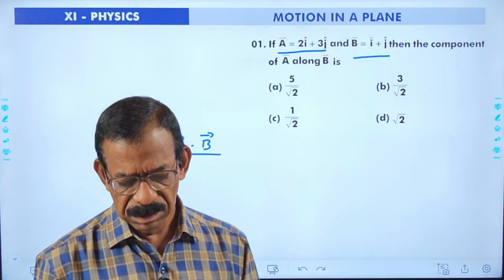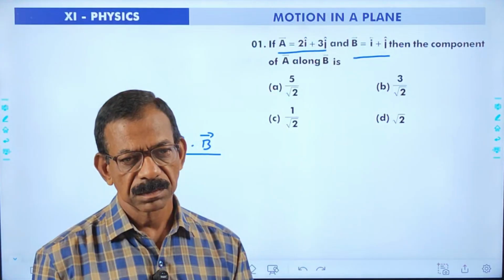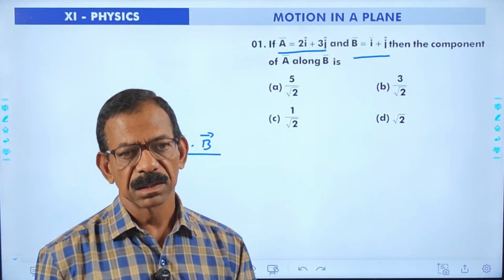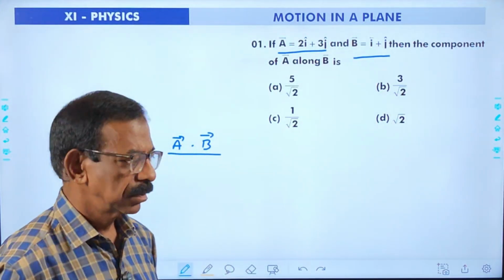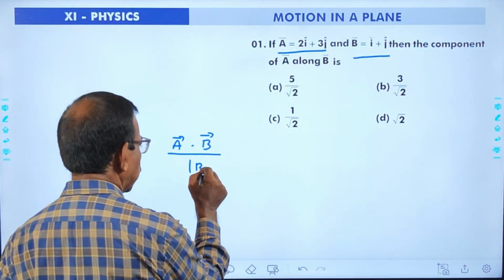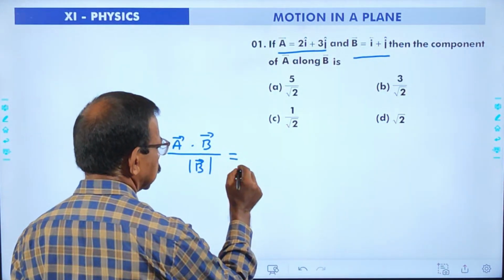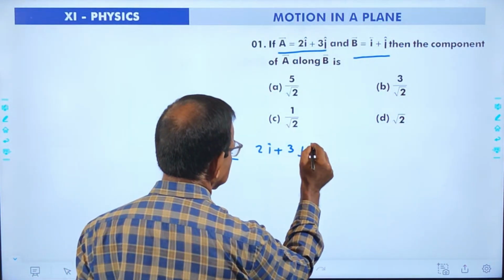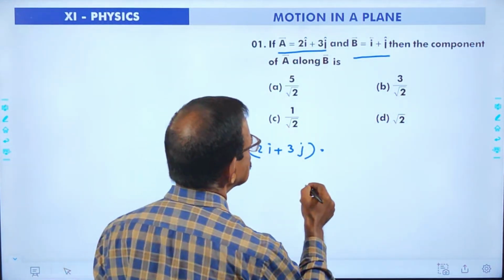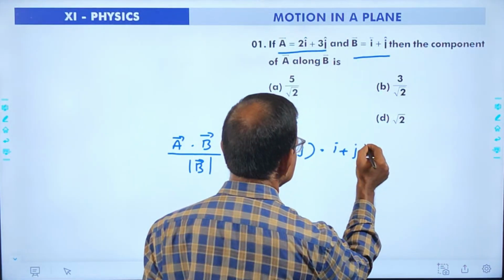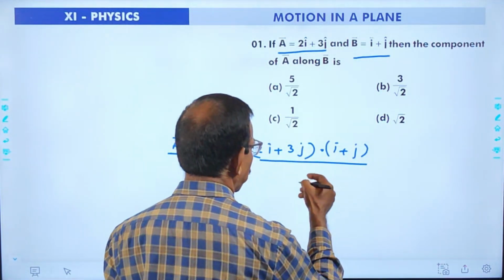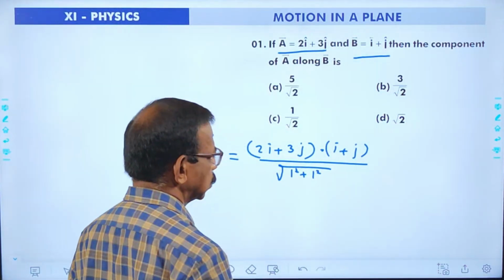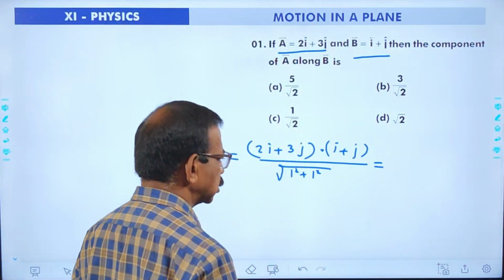We have to calculate the component of A along B. For this, we may write the equation as vector A dot vector B divided by modulus of vector B. That is, A dot B divided by modulus of vector B. We may solve like this: 2i plus 3j dot i plus j, divided by modulus of vector B. That means root of modulus of i is 1 and the modulus of j is 1, root of 1 square plus 1 square.